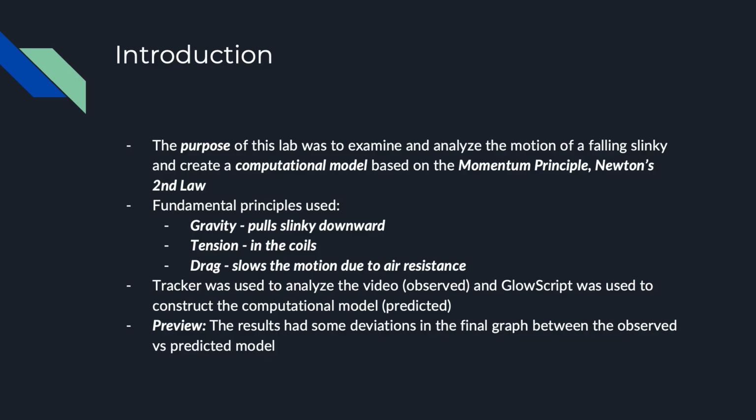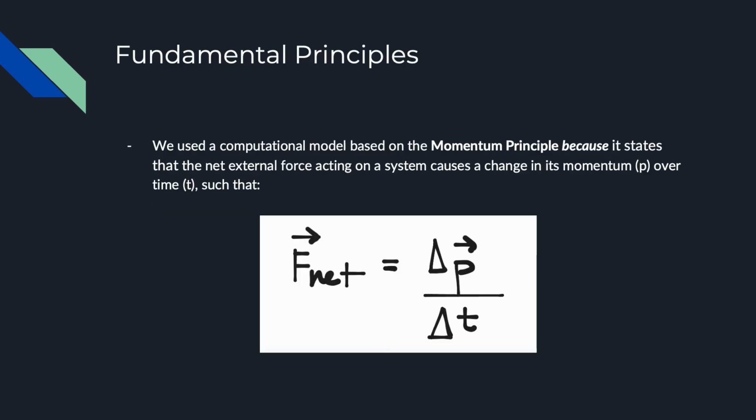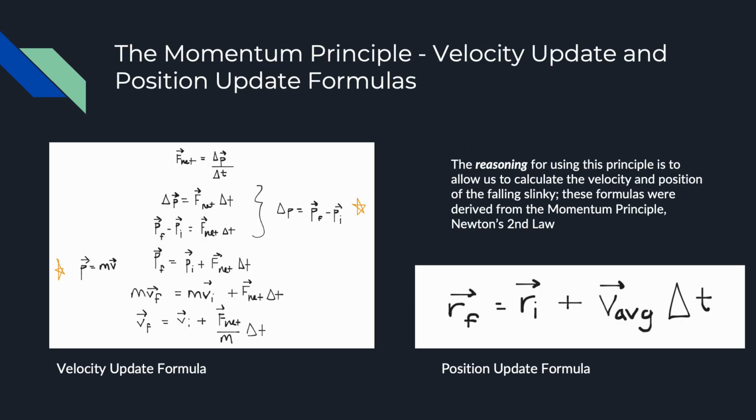predicted model. We used a computational model based on the momentum principle because it states that the net external force acting on a system causes a change in its momentum over time such that the net force is equal to delta P over delta T. Here we have the velocity update and position update formulas. The reasoning for using this principle is to allow us to calculate the velocity and position of the falling slinky. These formulas were derived from Newton's second law.